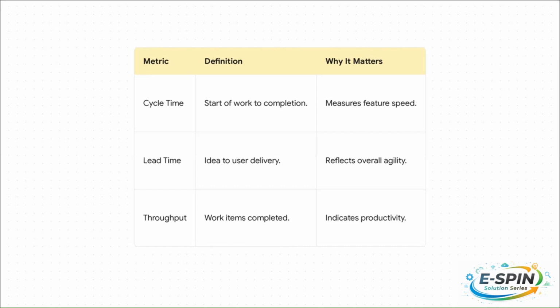It tracks lead time, the total time it takes for an idea to actually reach your customer, which really shows how agile your business is. And it monitors throughput, how much valuable work you're actually shipping out the door. These metrics tell you about flow and impact, not just about being busy.